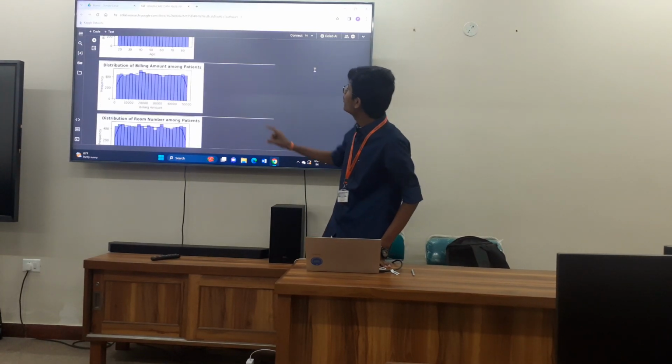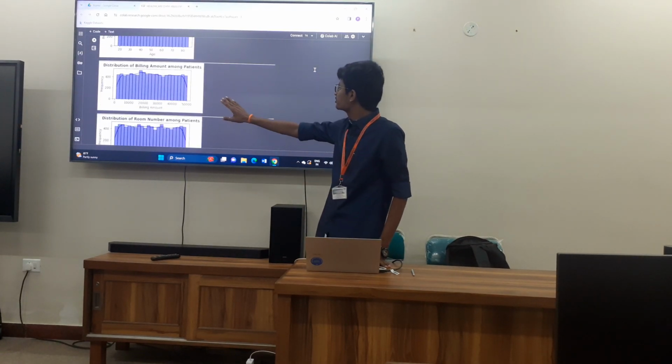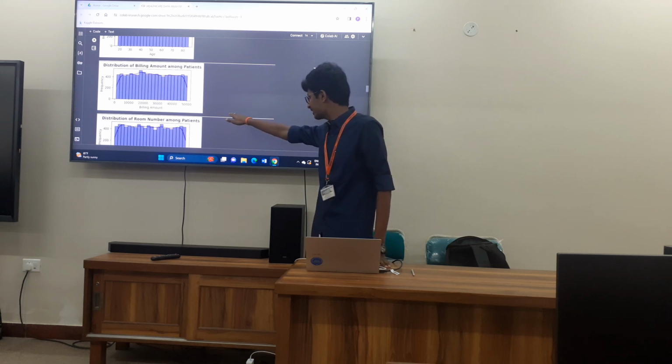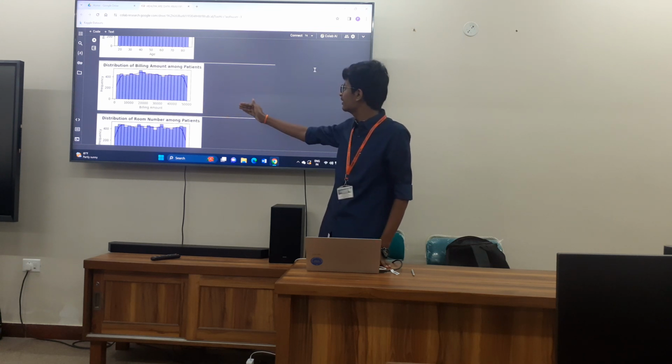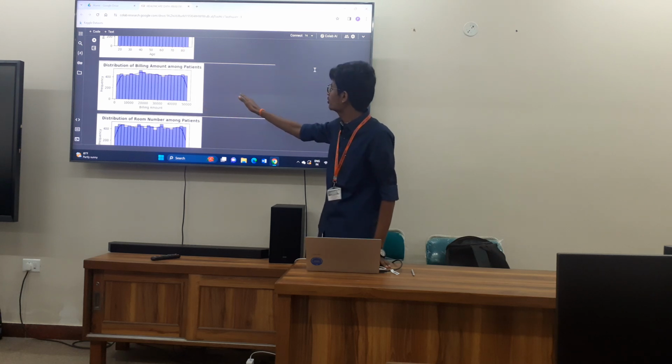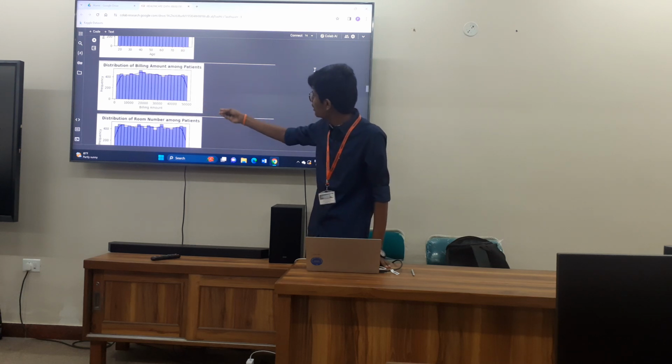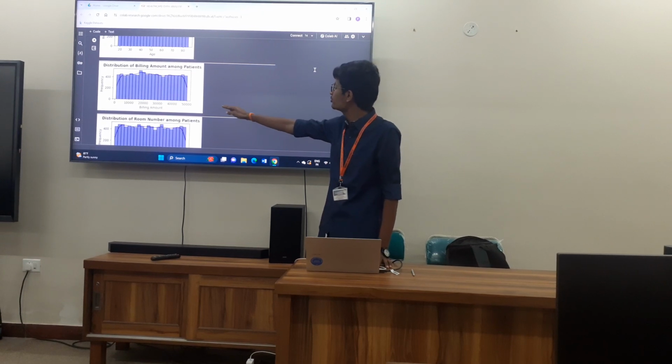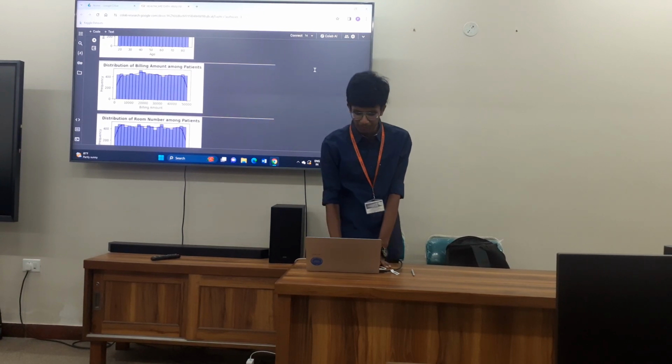And this is the billing amount among the patients. The x-axis tells how much bill they have paid, and how many people have paid that much. The maximum amount of bill is paid by 20,000. Maximum people have paid 20,000.